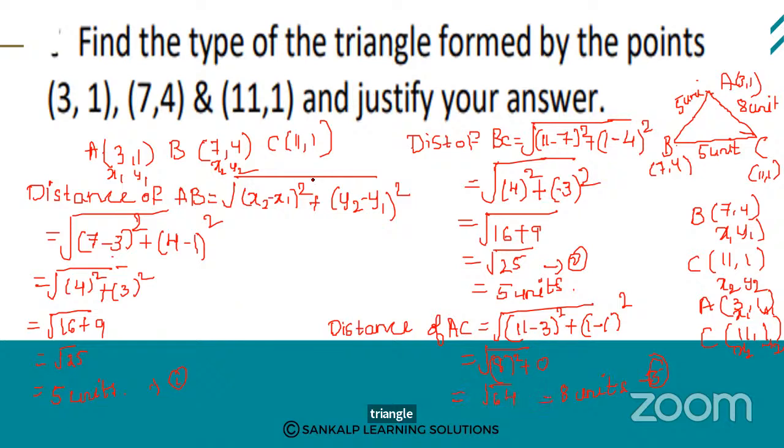In a triangle, if two sides are equal, that triangle will be isosceles. Therefore, we can write: in triangle ABC, two sides are equal, so this one is an isosceles triangle. Triangle ABC is isosceles. Okay. Have you understood?